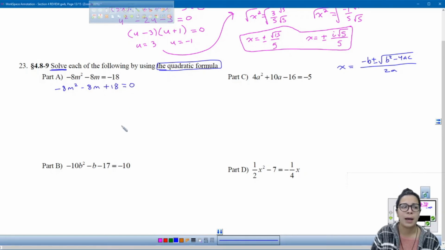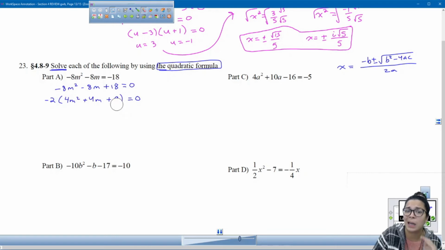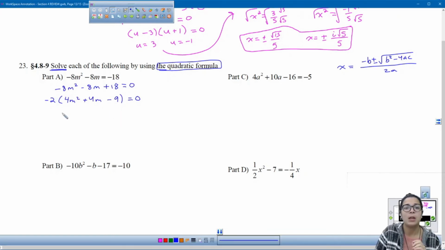And then I also want to factor out a negative 2. It's just going to make the numbers slightly smaller so that when I work with them, they are not as large of numbers. So negative 2, factor out, we get 4m squared plus 4m plus 9. Oh, actually, 18 divided by negative 2 will be negative 9, right? Okay, so now our a value is 4, our b value is 4, and our c value is negative 9.